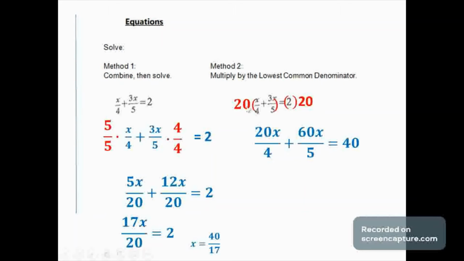So now again, I would suggest in the future you skip this step. Like I was saying, 20 times this, you think about the 20 and the 4 canceling, and it actually is 5x. And then over here, 20 times this, think about the 20 and the 5 canceling to become a 4, and then 4 times 3x is this. And from this fraction, we get to the same place, right? Okay, so we have 17x equals 40, and we get to the same answer. Again, you can see this is slightly more efficient, particularly if you skip this step and go right from here to here. Okay, pause it if you need to here. Make sure you really understand, because this is going to get a lot more difficult in just a moment.